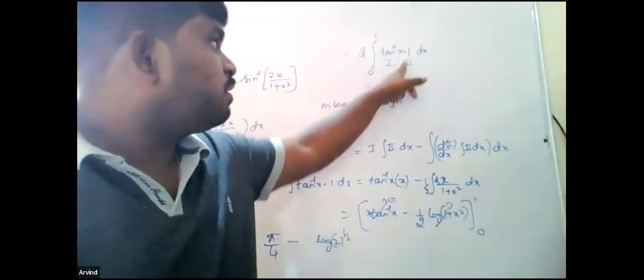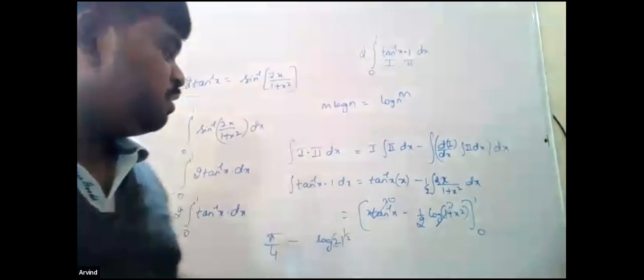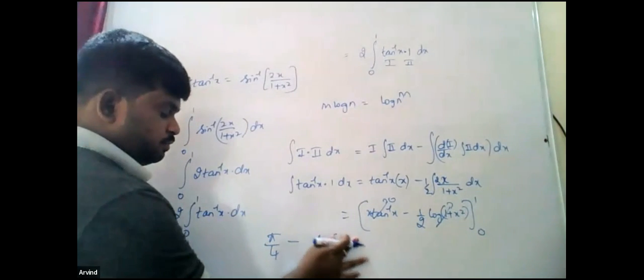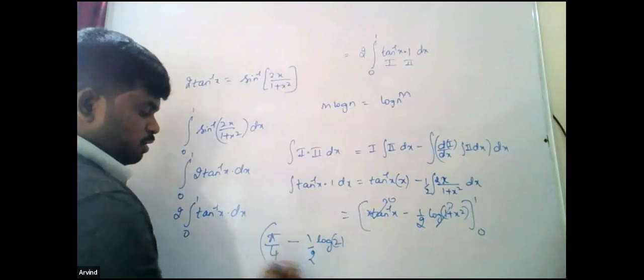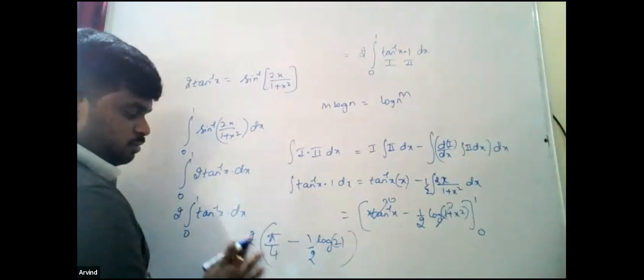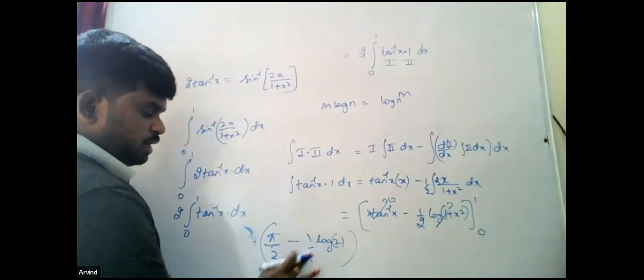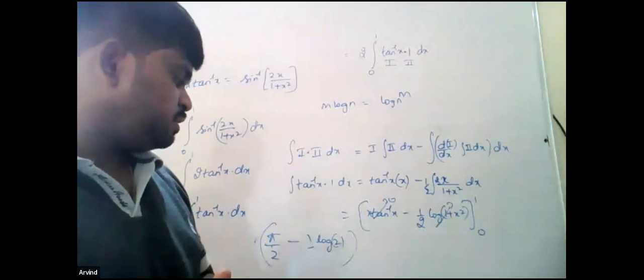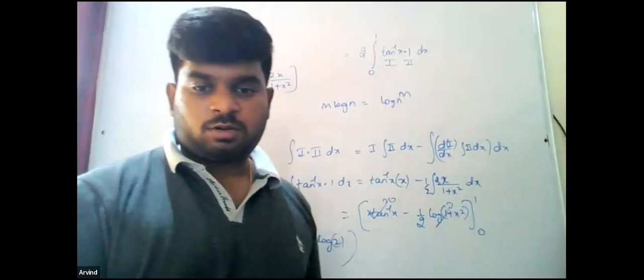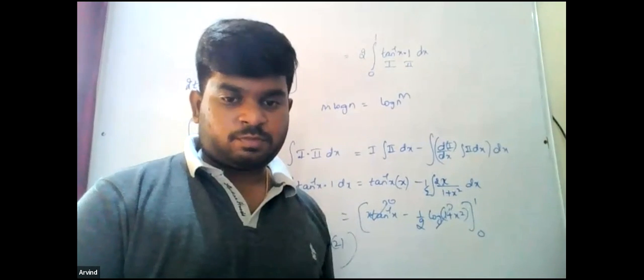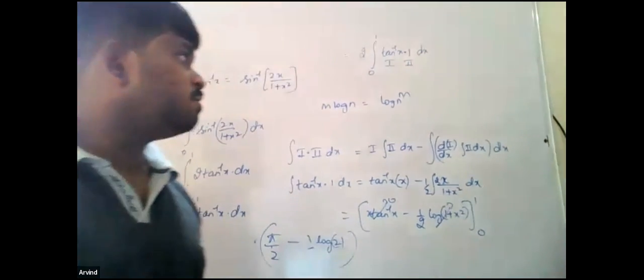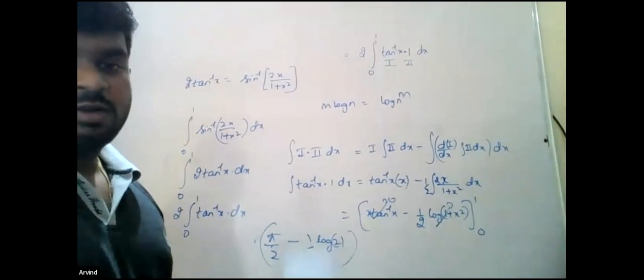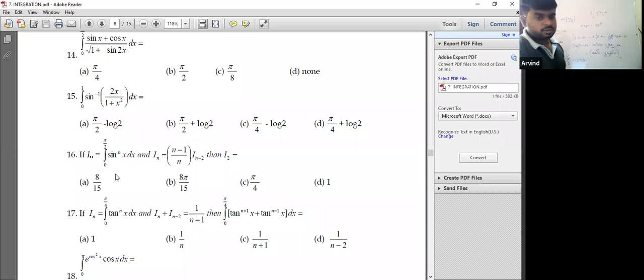Outside, we just did this. We differentiated only the tan inverse. There was a 2 here; if you multiply by that 2, this will become pi by 2, and this gets cancelled. So pi by 2 minus log 2. You can just observe, we used the inverse trigonometry formula and we used the UV rule, that is the product rule. This is also an easy one.